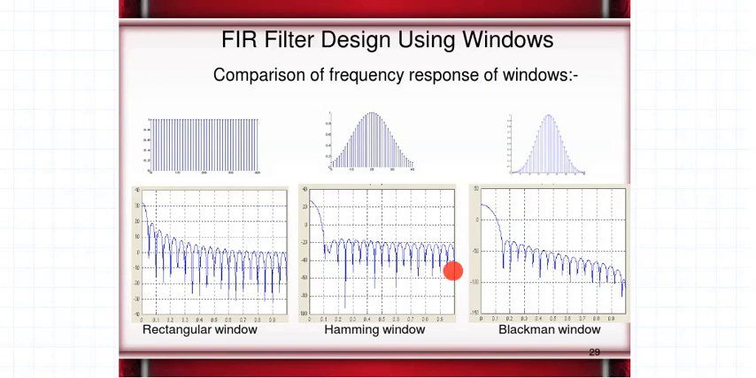Whereas as I go for the Hamming window and Blackman window, what do I observe? I observe that the main lobe is very wide. That results in larger transition width. But what is the plus point? As the side lobes are minimum, there will be minimum ripples in the pass band and minimum ripples in the stop band. Similarly, the same is observed for Blackman. There will be larger transition width, but the ripples in the pass band and stop band will be comparatively less as compared to the rectangular window. So this is how you choose the windows.